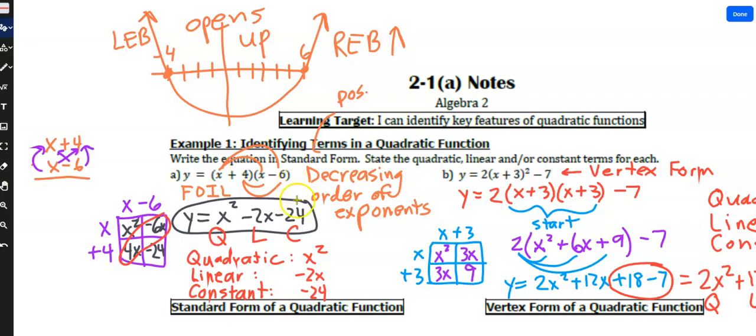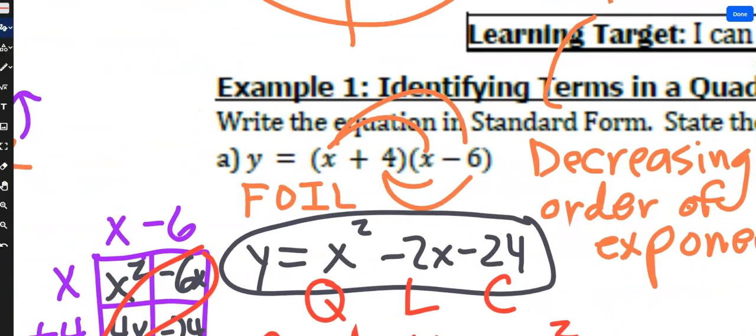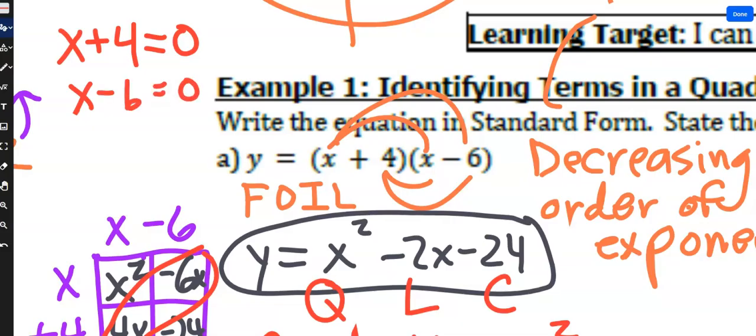X-intercepts. The form of this equation that we're in, where it's got everything in factored form, shows me x plus 4. I can basically set it equal to 0. And if I set these two things equal to 0, I find out that the x-intercepts are -4 and +6.